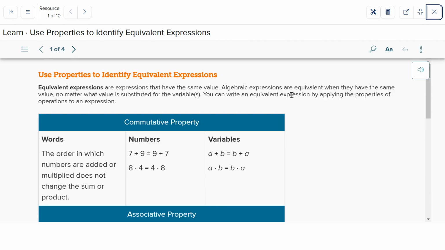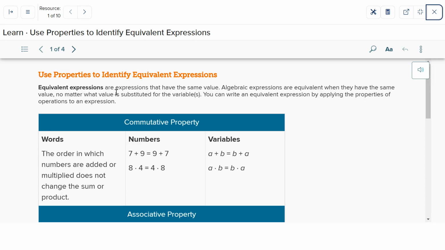So equivalent expressions are expressions that have the same value, or in other words, they are equivalent. Algebraic expressions are equivalent when they have the same value no matter what value is substituted for the variables. You can write an equivalent expression by applying the properties of operations to an expression.